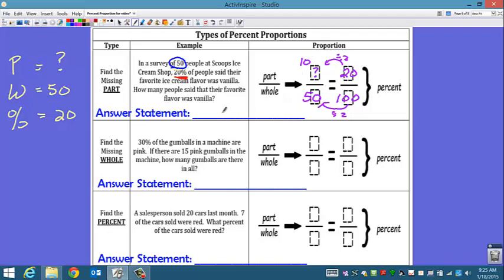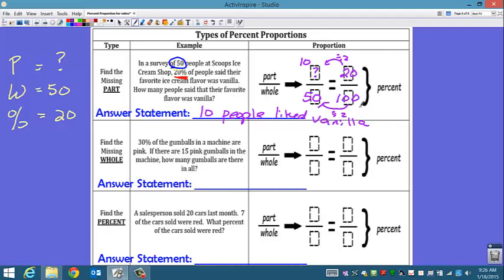So our answer statement would be 10 people liked vanilla, or said that vanilla was their favorite or preferred vanilla. Something to that effect. Pretty simple.